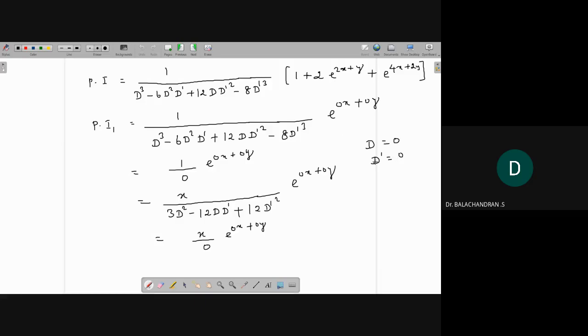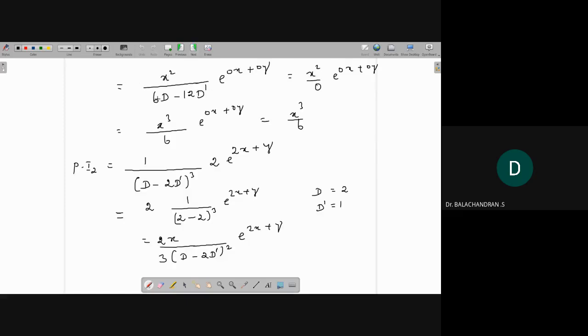So if you replace D and D dash by 0, the denominator is 0. So then you should multiply the numerator by x and differentiate the denominator with respect to D. So 3D square minus 12D into D dash plus 12 D dash square, this is 0. So you'll get this term. Now again replace D and D dash by 0. So again the denominator is 0. So you need to multiply again the numerator by x. So x into x square.